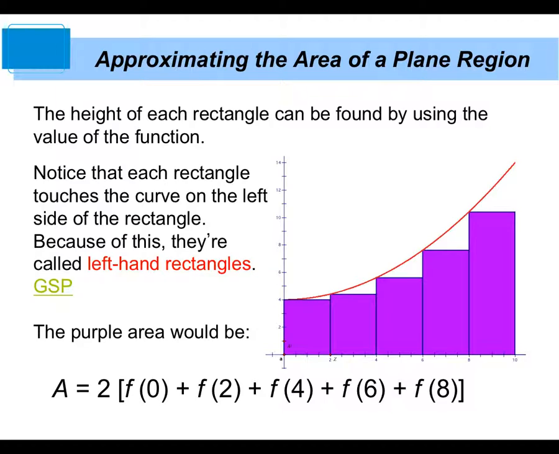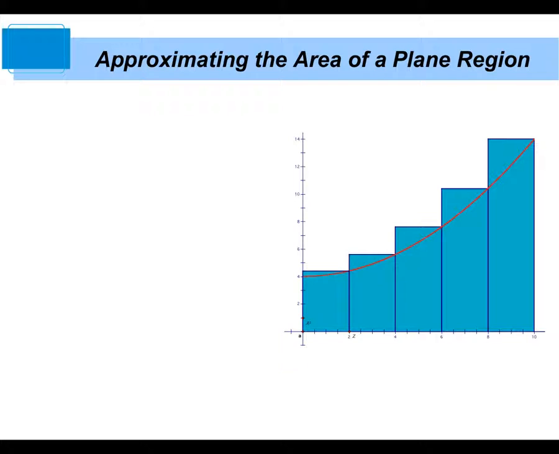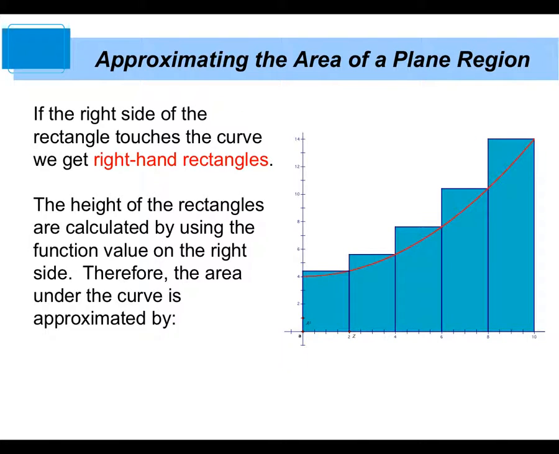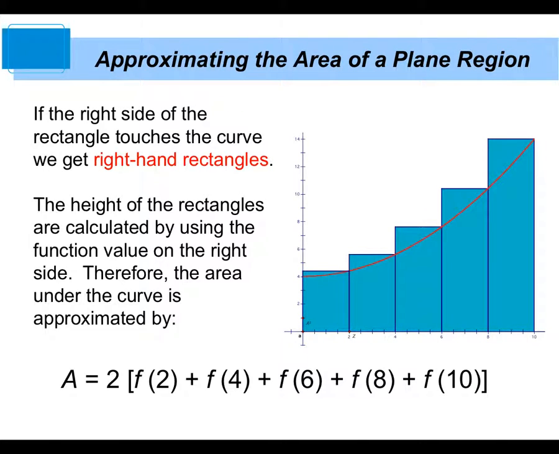Okay, so just going across. This rectangle is 2 by f of 0. This rectangle is 2 by f of 2. This rectangle is 2 by f of 4, 2 by f of 6, 2 by f of 10. Does that make sense? Yeah, good. Right-hand rectangles, like I talked about, same thing, just on the other side. So this rectangle now is 2 times f of 2. So the first one is f of 2 because that's where we're hitting the function on the right-hand side. Add all those things up, you got the area under the curve.